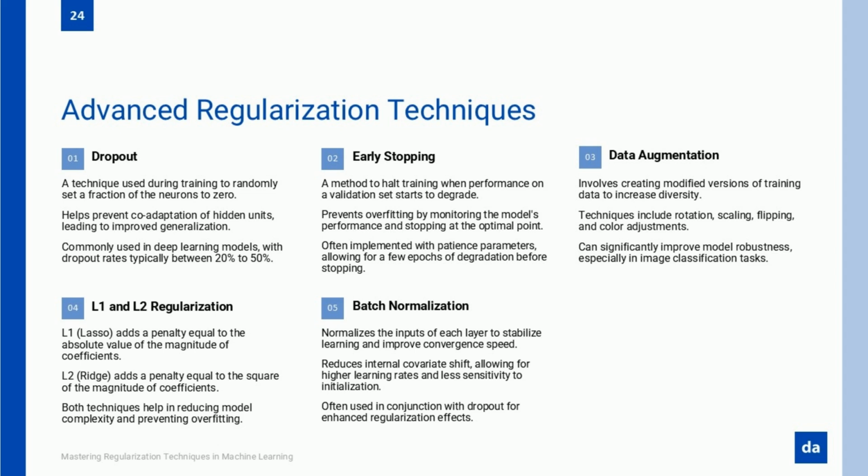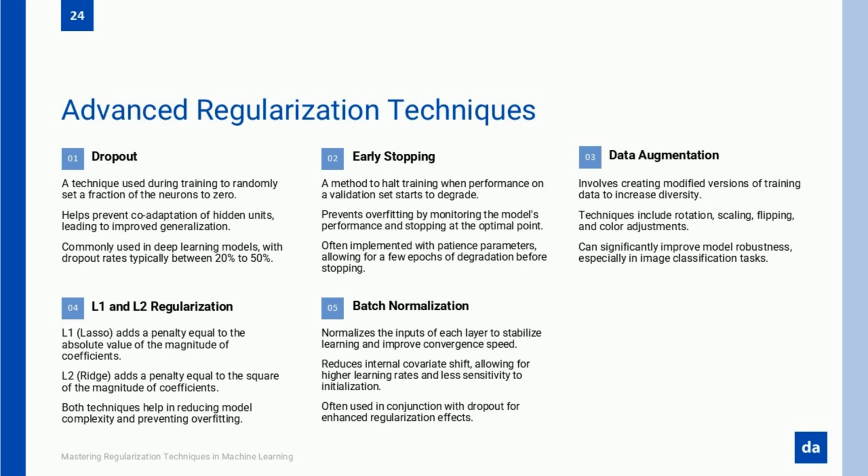By exposing the model to a wider variety of data, data augmentation makes it more robust to variations in the real world. It's particularly effective in image classification and NLP tasks where data diversity is critical. Of course, no discussion of regularization would be complete without mentioning the classic techniques: L1, Lasso, and L2, Ridge.